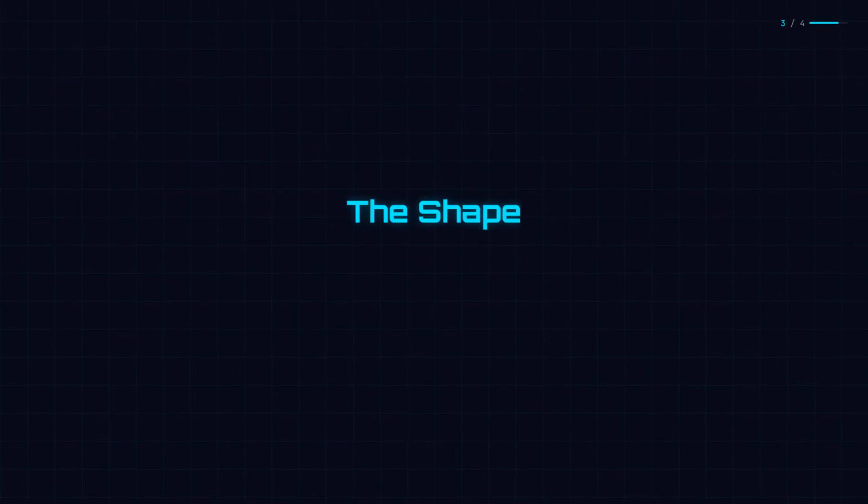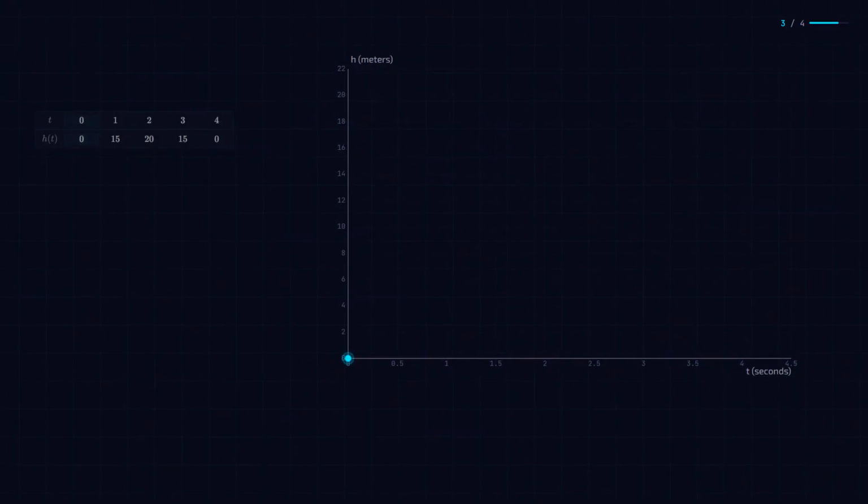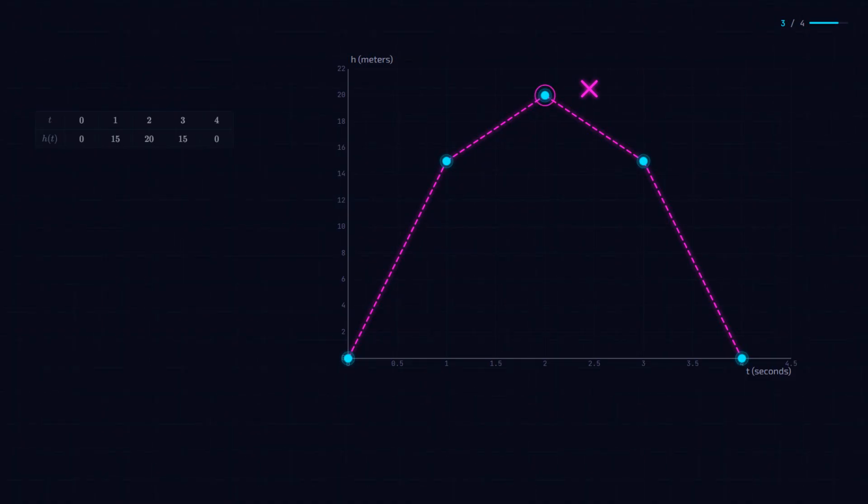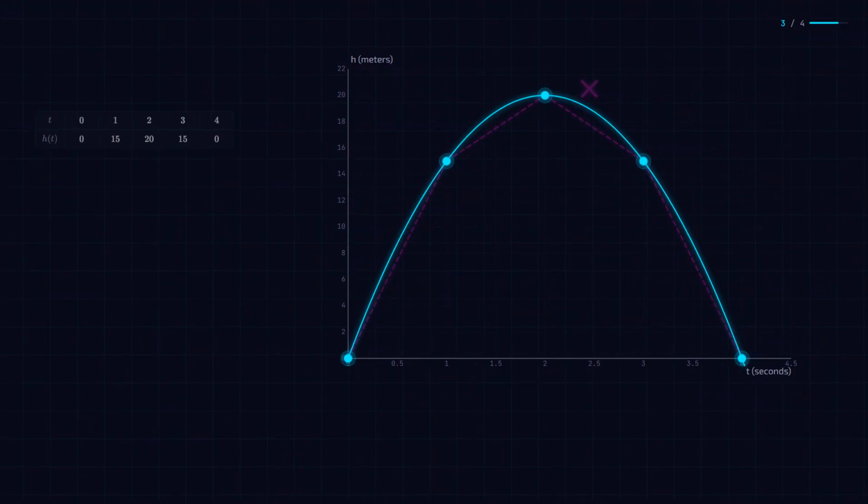Chapter 3. Time to see the shape. Take the 5 points from our table and put them on axes. 0, 0, 1, 15, 2, 20, 3, 15, 4, 0. Now, most people connect them with straight lines. You get a tent, and the tent is wrong. Because the rate isn't jumping at corners. It changes smoothly every moment. The real graph is a smooth curve through all 5 points.